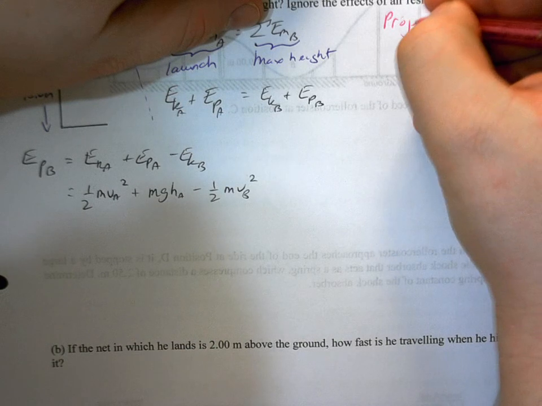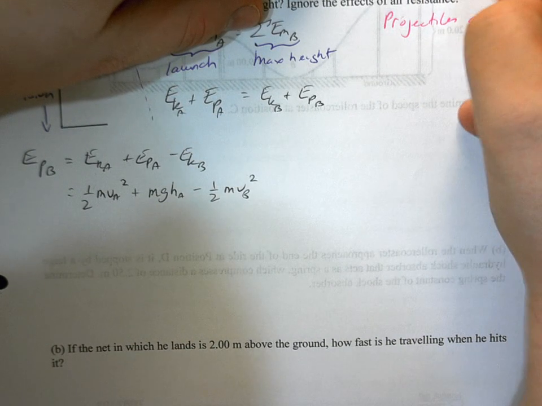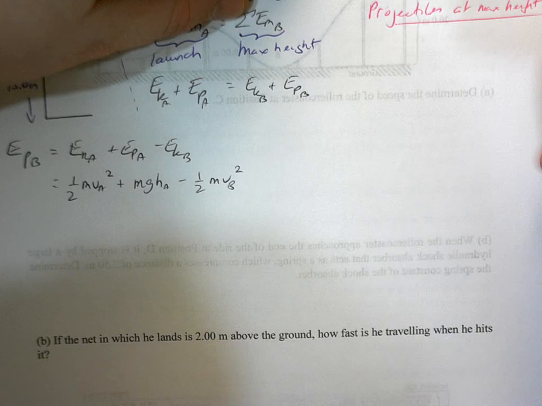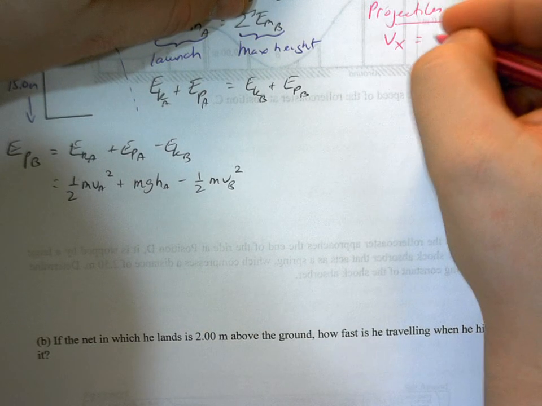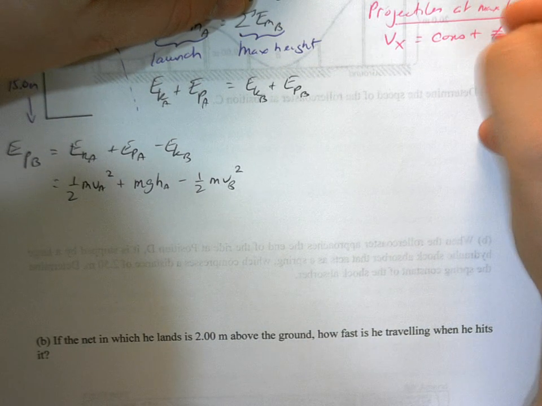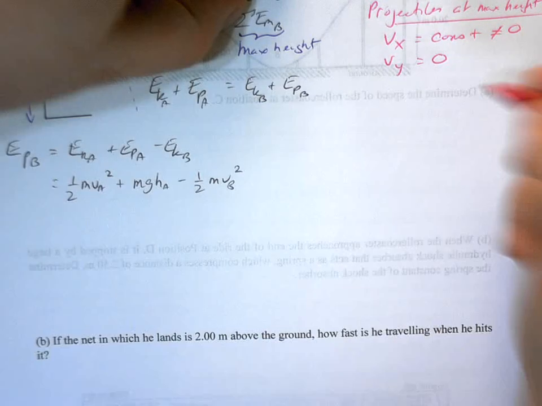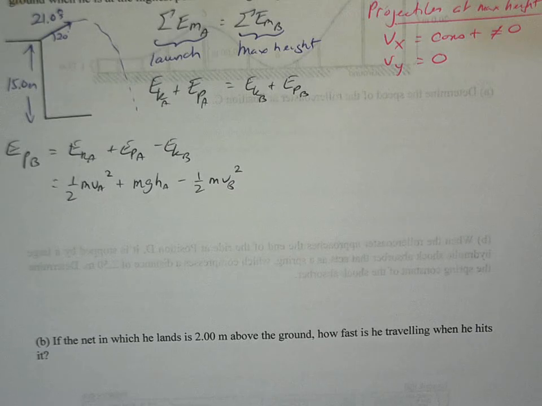So for projectiles at max height, and this is the trap on this one, Vx is still going to be a constant, which is not going to be equal to 0. But Vy at max height is going to be 0 because the projectile is still moving horizontally. Just at maximum height, it's not moving vertically. But we do have to find what Vx is.